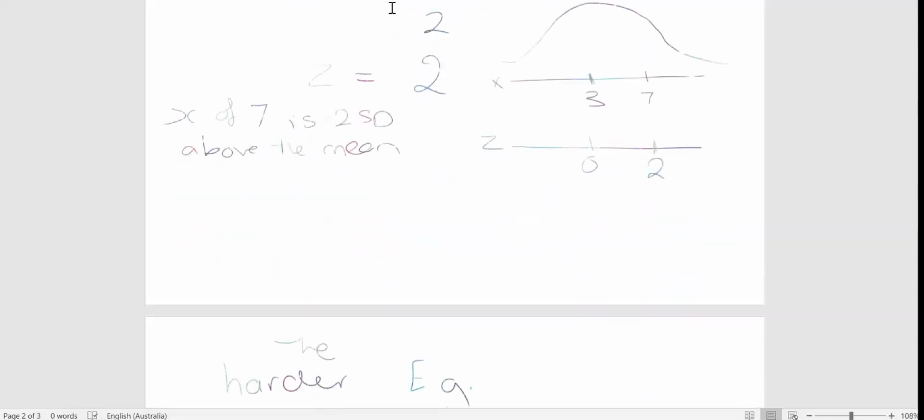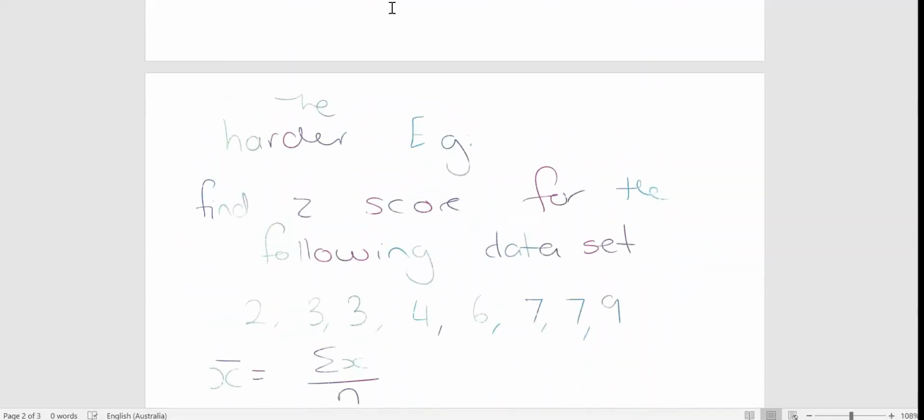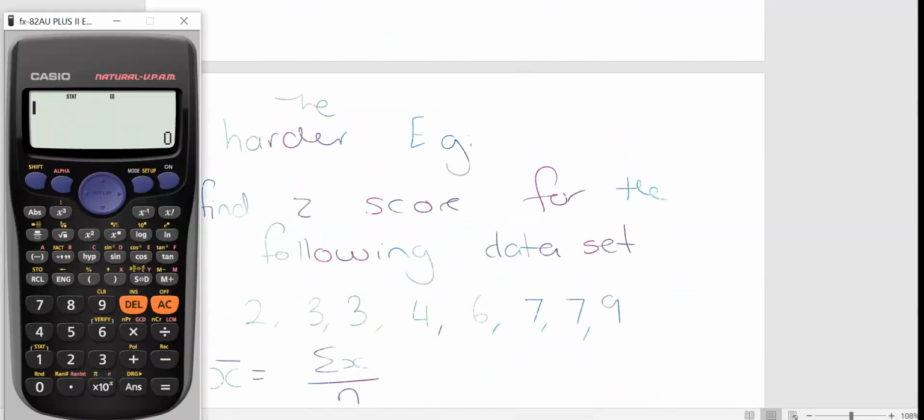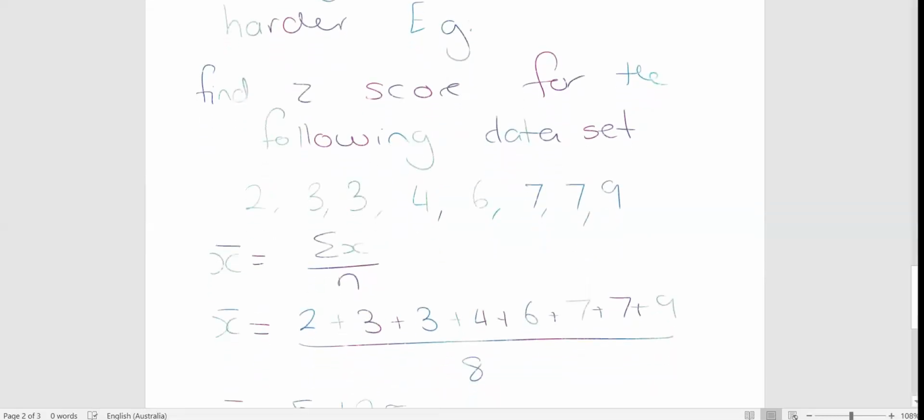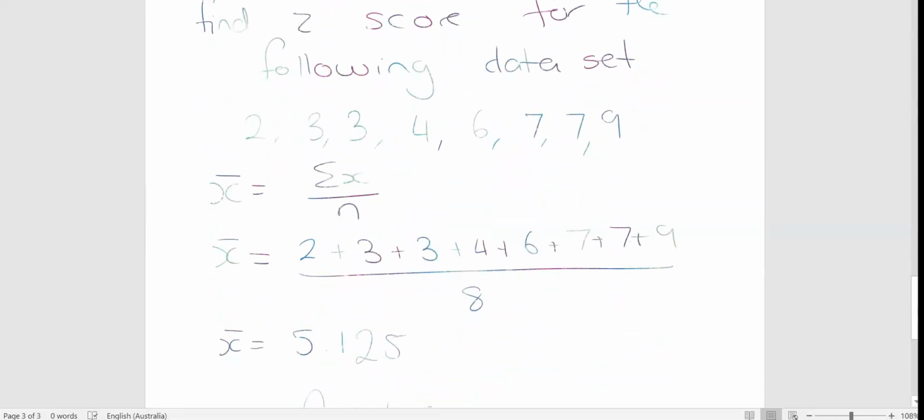The second example that we're going to go through is a bit of a harder example. This is when you're not given the information, but rather you need to calculate it using a scientific calculator. So here we have our data of 2, 3, 3, 4, 6, 7, 7, 9. First things first, we need to figure out our mean. We can do this manually by using the formula sigma x divided by n, which just means the summation of all the data divided by how many data points there are. So add them all together and divide by how many there are, and we end up with x bar equaling 5.125.